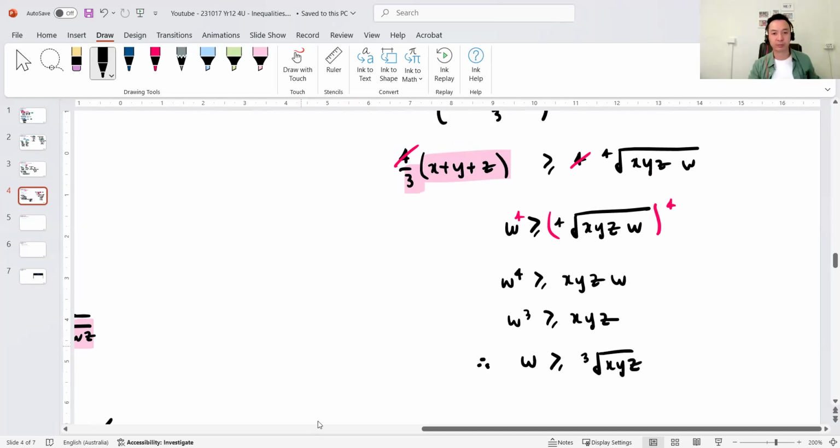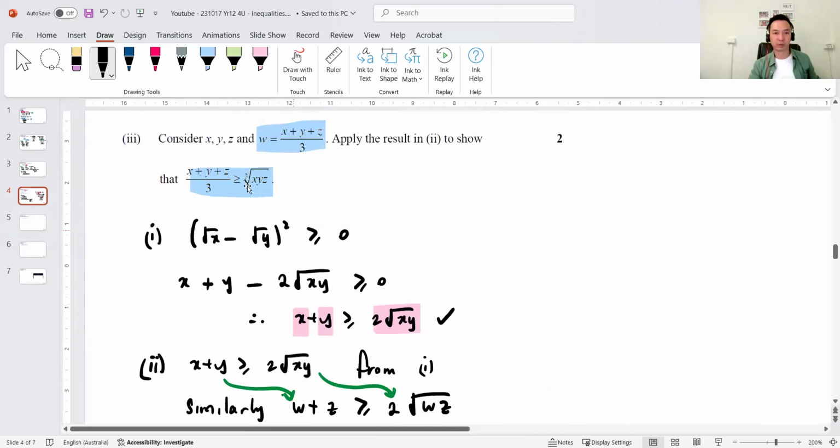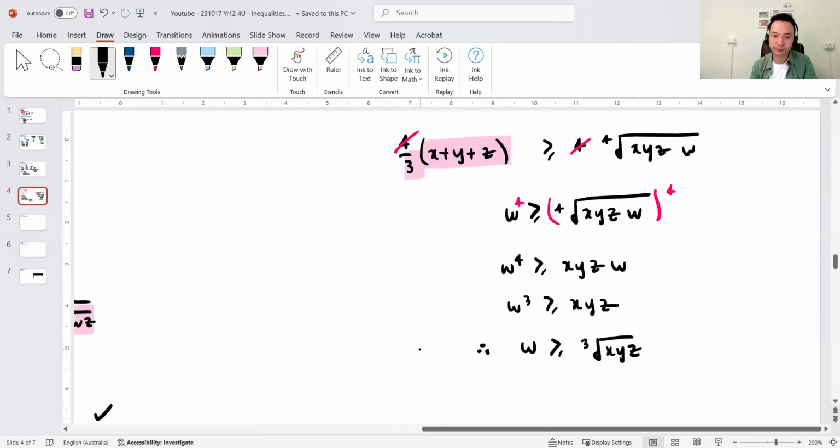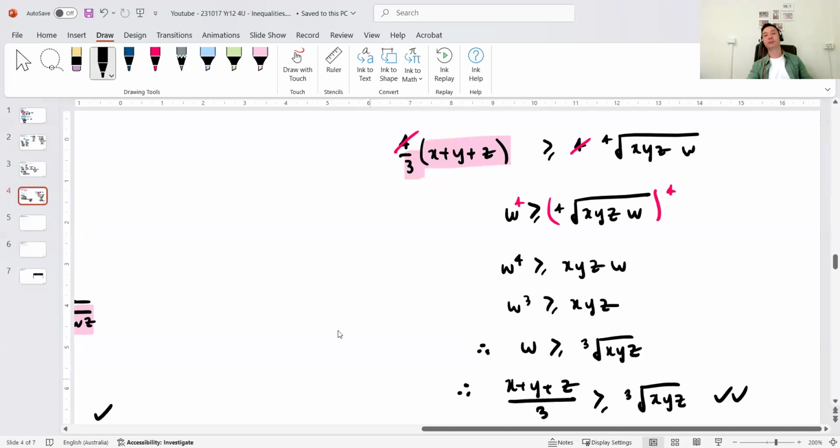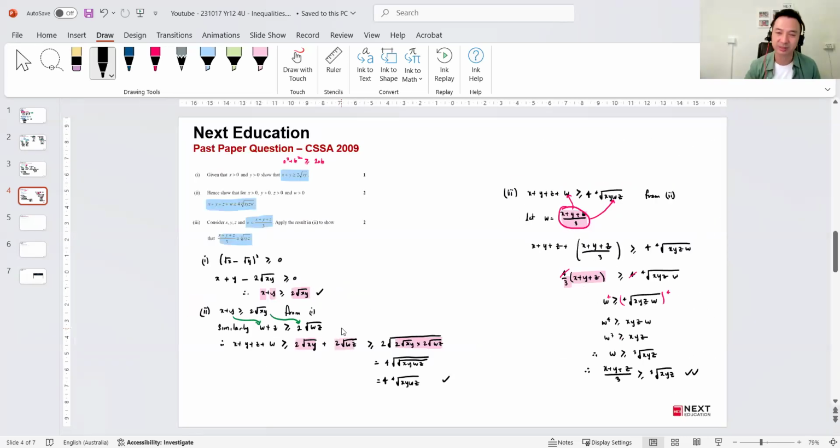Now, how do they want me to get my answer? Cube root, okay. So I just sub w back in, so therefore x plus y plus z on 3 is greater than or equal to the cube root of x, y, z. Yeah. So for this one, it's all about algebra. You sub it in. I left the w in on the right-hand side because I know you don't have to, by the way. You can leave it in. You can put in the w on the other side. It just makes it heaps messy. That's cleaner. That's nice, guys.